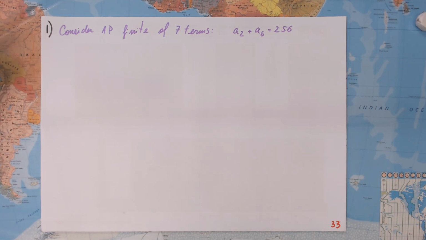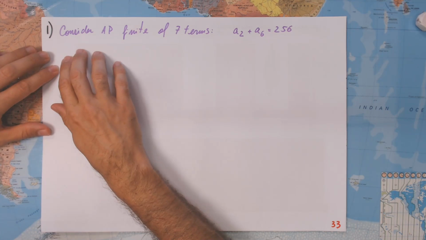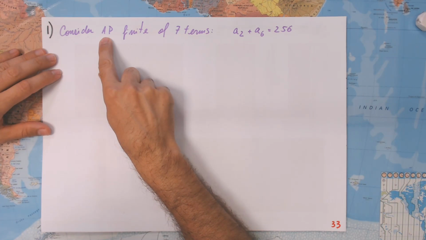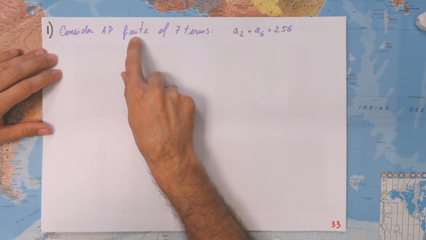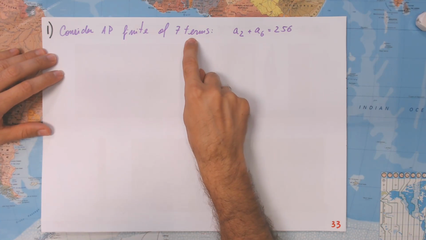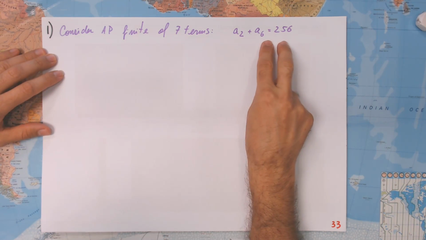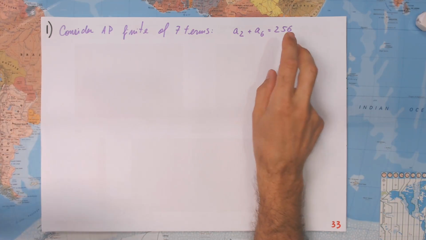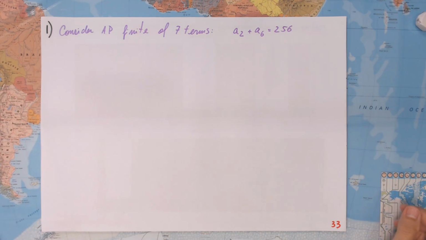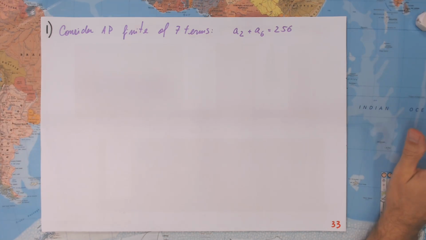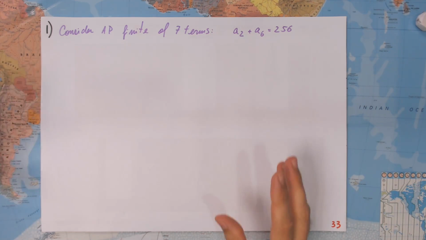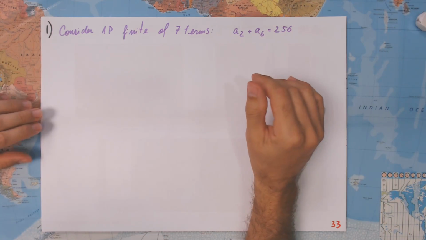Hi, let's see the first exercise. Consider some arithmetic progression sequence that is finite, having 7 terms, and we know this about that sequence. I'm not going to give you time. If you want, you can just pause the video, but the idea here is not an exercise per se, but only a discussion just after the theory.